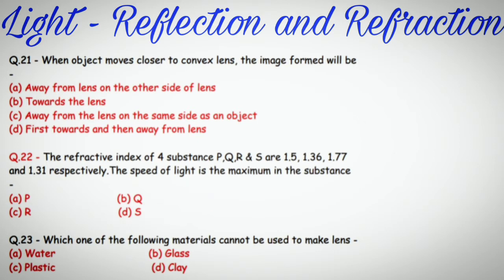Next question comes here. Which one of the following materials cannot be used to make a lens? Option A, water. Option B, glass. Option C, plastic. Option D, clay. And the correct answer is clay.